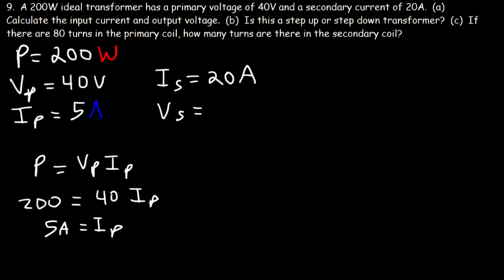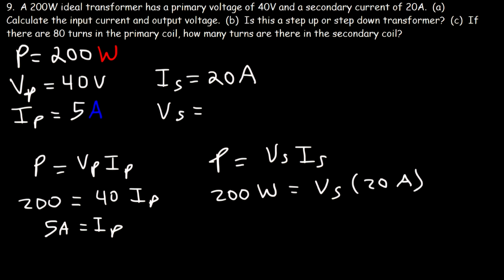Now let's calculate the secondary voltage. Power is equal to Vs times Is. So 200 watts is equal to Vs times the current of 20 amps. 200 divided by 20 is 10. So the voltage at the secondary coil is 10 volts. 20 times 10 is 200. 40 times 5 is 200.